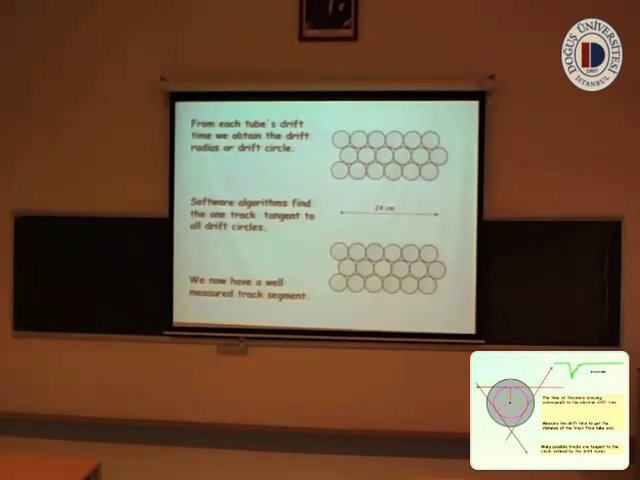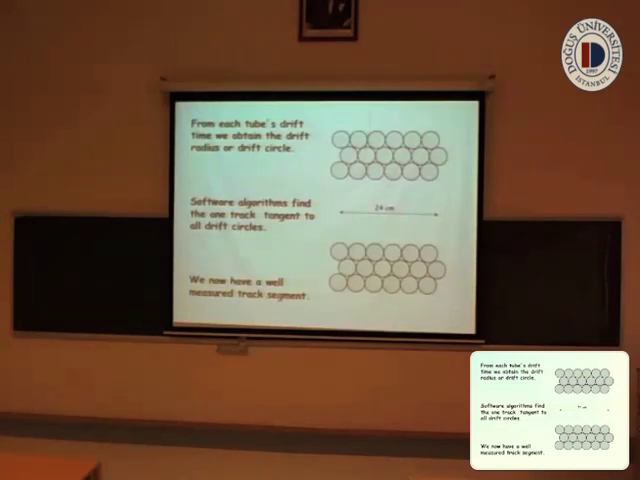From each tube drift time we obtain a drift radius and drift circle. Okay, you can see it again. So we have a drift circle from each tube, and software algorithms find the one track tangent to all the drift circles. Now we have all the measured track segments. This is how it works in ATLAS.